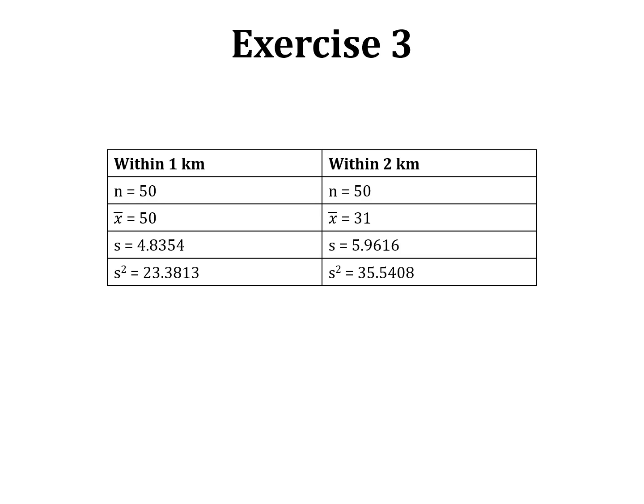And then the variance values are 23.3813 for individuals living within 1 kilometer radius and 35.5408 for individuals living within 1 to 2 kilometers radius. So here we are with the descriptive statistics, and now we have to apply the t-test for independent means on these observations.